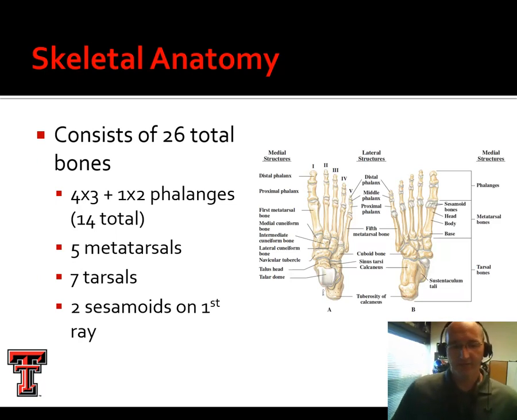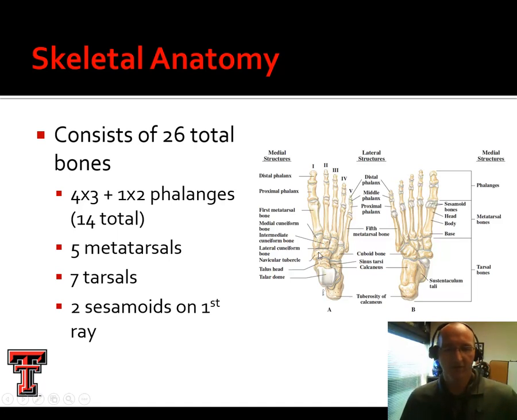All right, now the foot consists of 26 total bones, and we start by looking at the toes, the phalanges. There is a proximal, intermediate, and distal phalanx in rays 2, 3, 4, and 5. The great toe, however, just has 2. There's no intermediate phalange in ray 1 in the great toe. So we've got 14 phalanges.